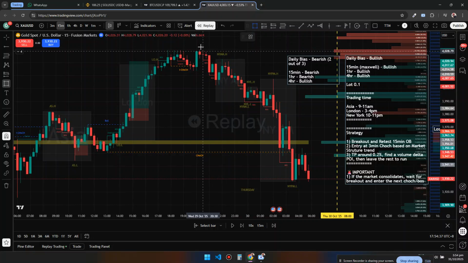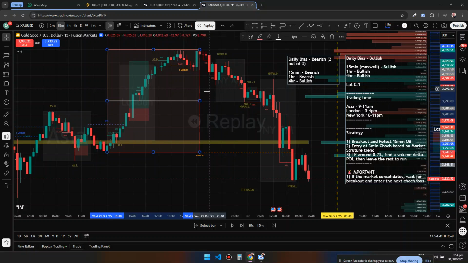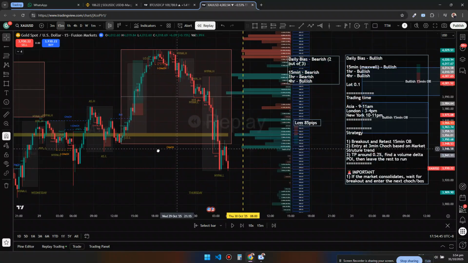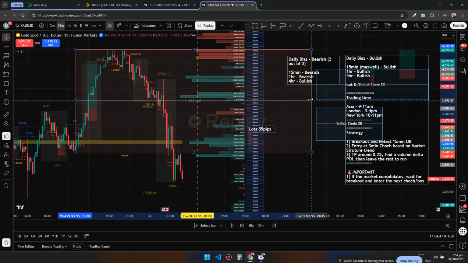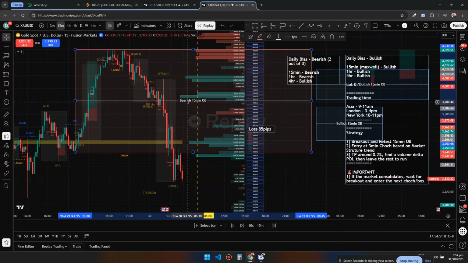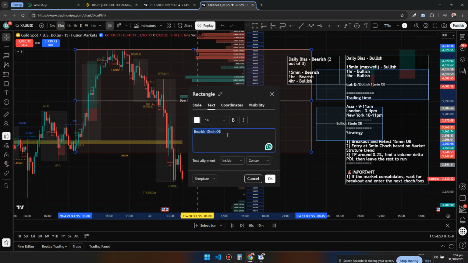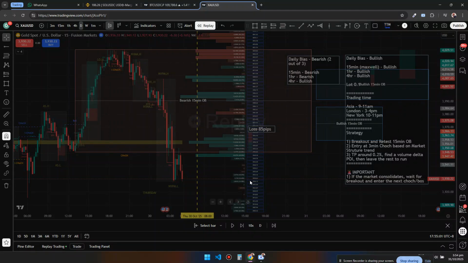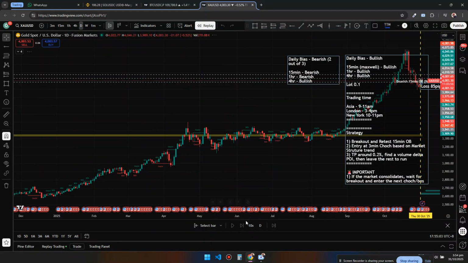So I'm looking for sells, but before that, I will draw a box on the change of character. Okay, so this change of character, I'll just span it through the entire day, and then I just name it bearish 15-minute OB. So this will act as a resistance. Okay, so let's take a look throughout the day.